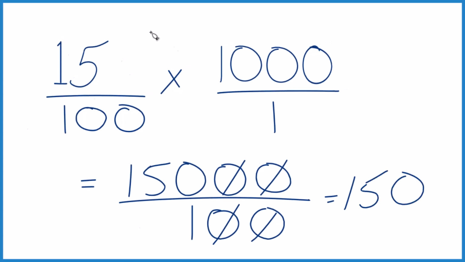One final way you can do it, divide 15 by 100, you get 0.15, and then you multiply that by 1,000. That gives you 150 as well.